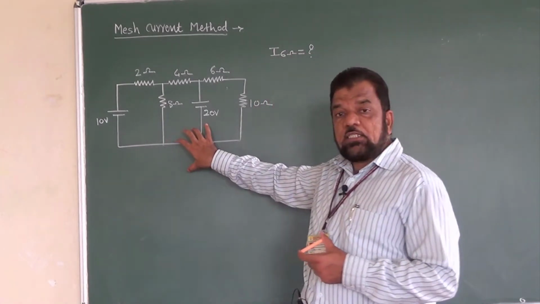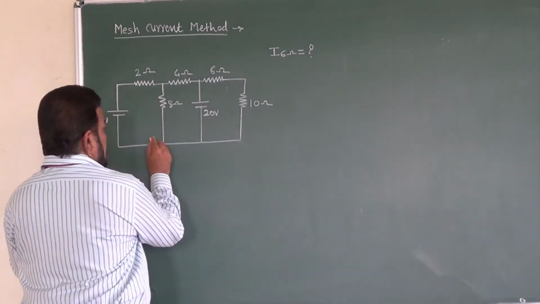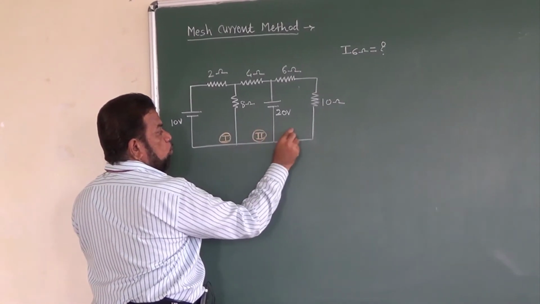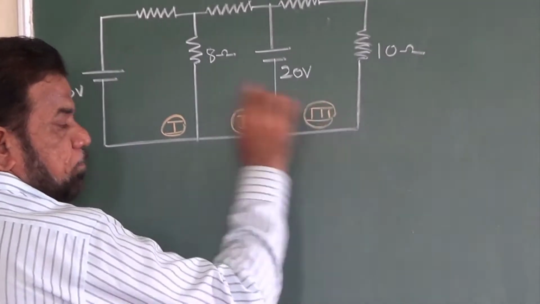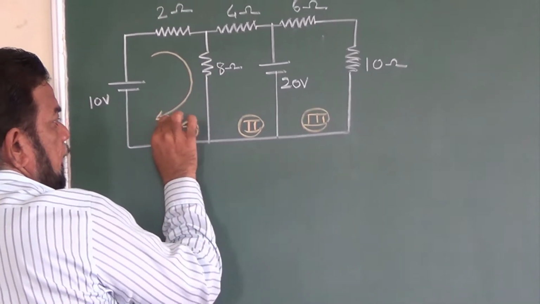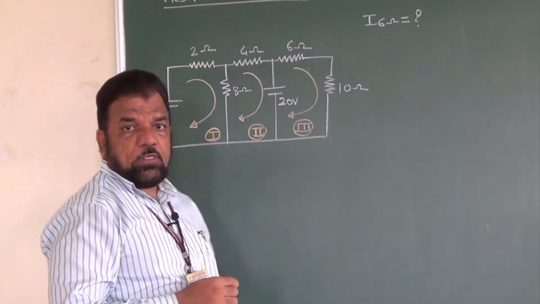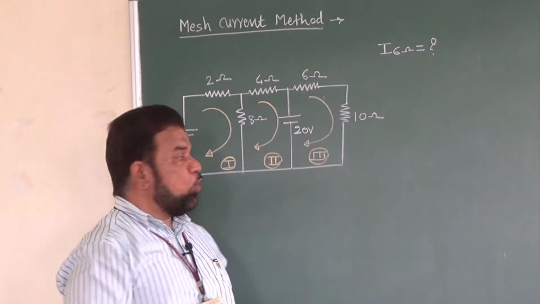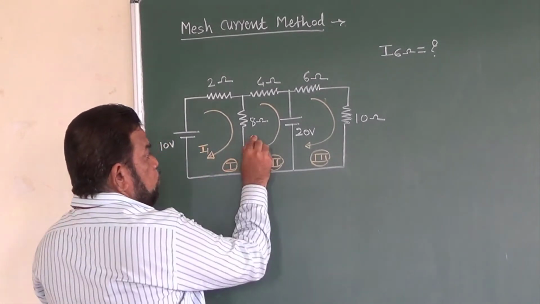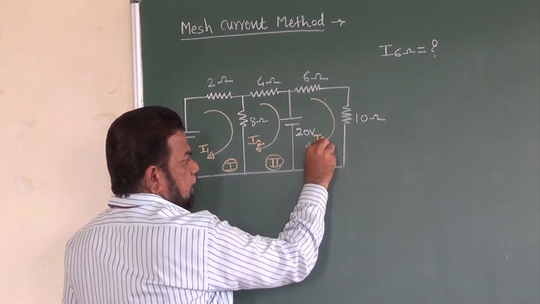If we look at the circuit, there are 3 loops. I will name the loops as loop 1, loop 2 and loop 3. Now I will assign the loop direction and, at the same time, the loop currents or mesh currents. I prefer the clockwise direction. For loop 1, I will take the current as I1. For loop 2, I will take the current as I2, and for loop 3, I3.